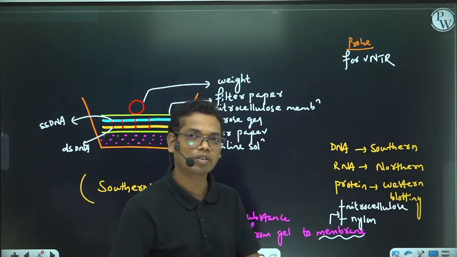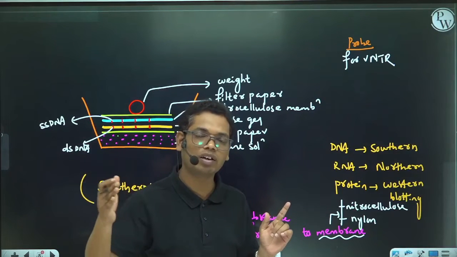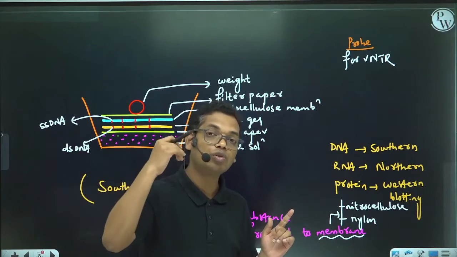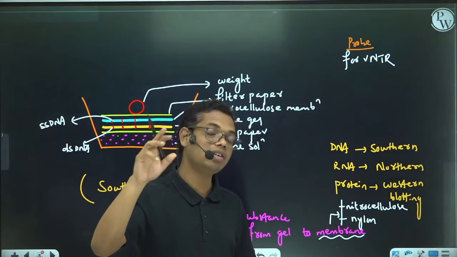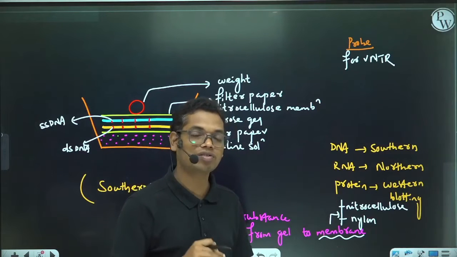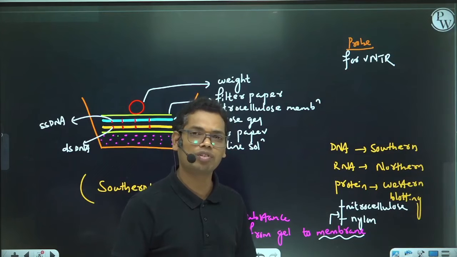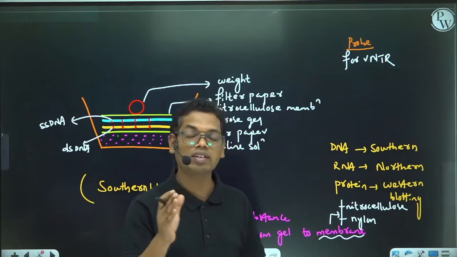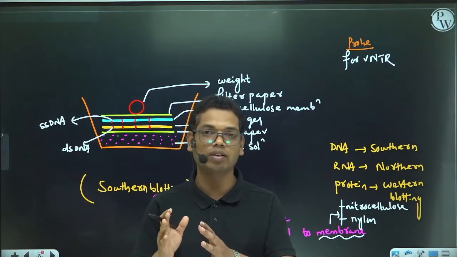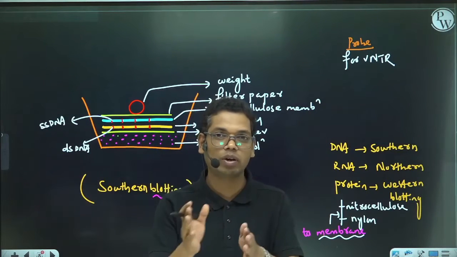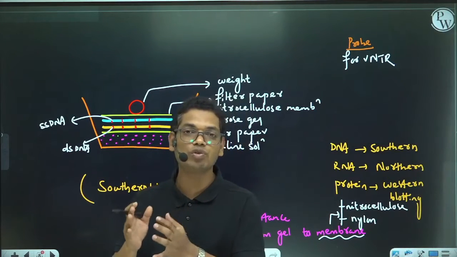In the gel or nitrocellulose membrane, a number of DNA fragments are bound, but only those bands which correspond to the VNTR will be present on the X-ray film. By looking at the DNA binding pattern on the X-ray film, we can compare and say, okay, this DNA is from this person and this DNA is from this person. So what are the various steps we use in DNA fingerprinting?